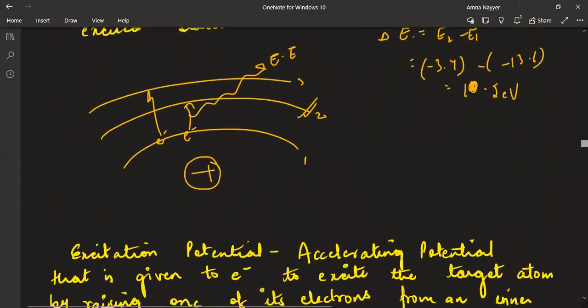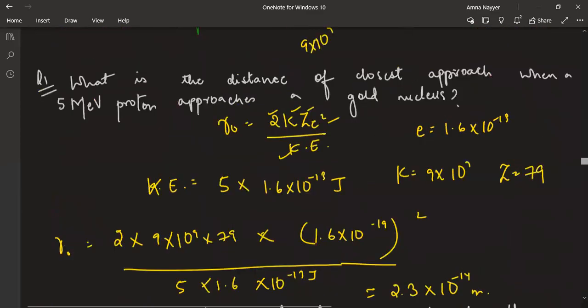Limitations are there, then ionization energy and excitation potential. Let us complete the rest of the portion that is left.